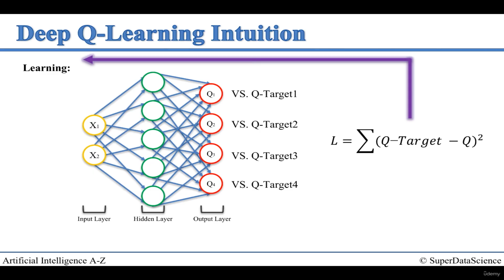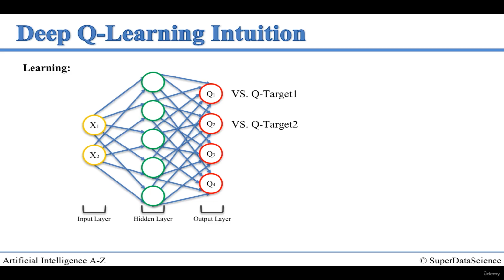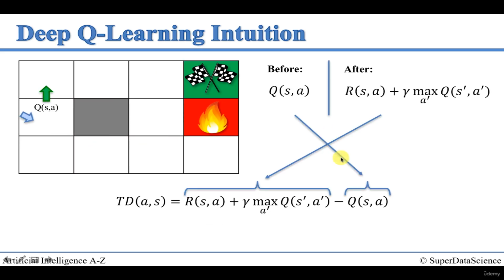And that happens because these Q targets are actually empirically derived. So how does he find these Q targets? That's actually this. He actually observes, okay, once I do take this step, what's the reward I get?